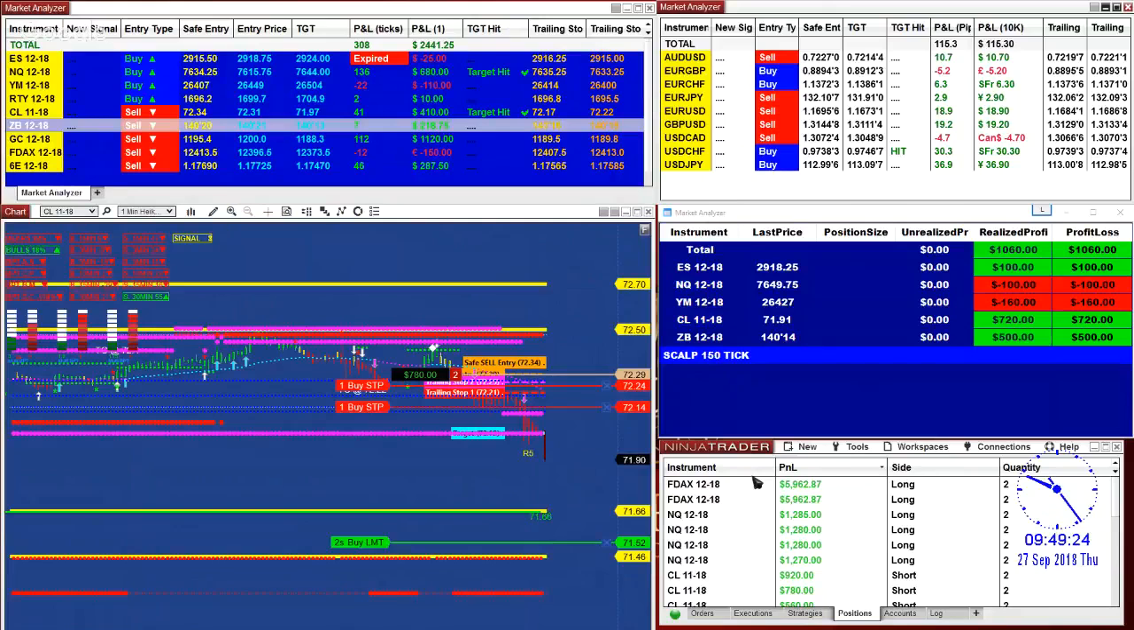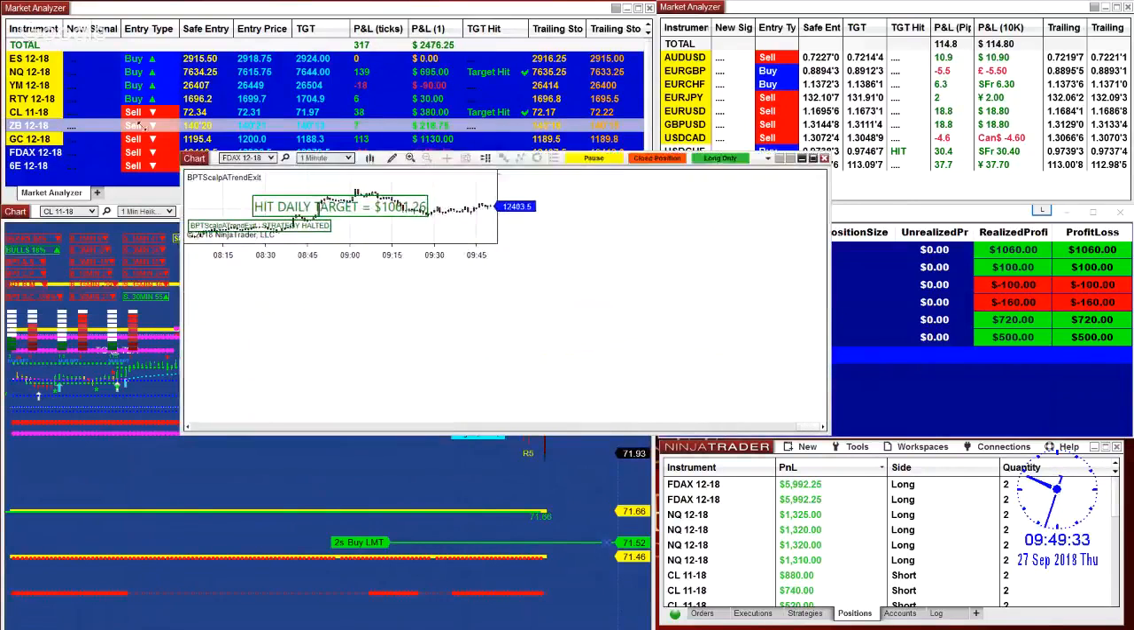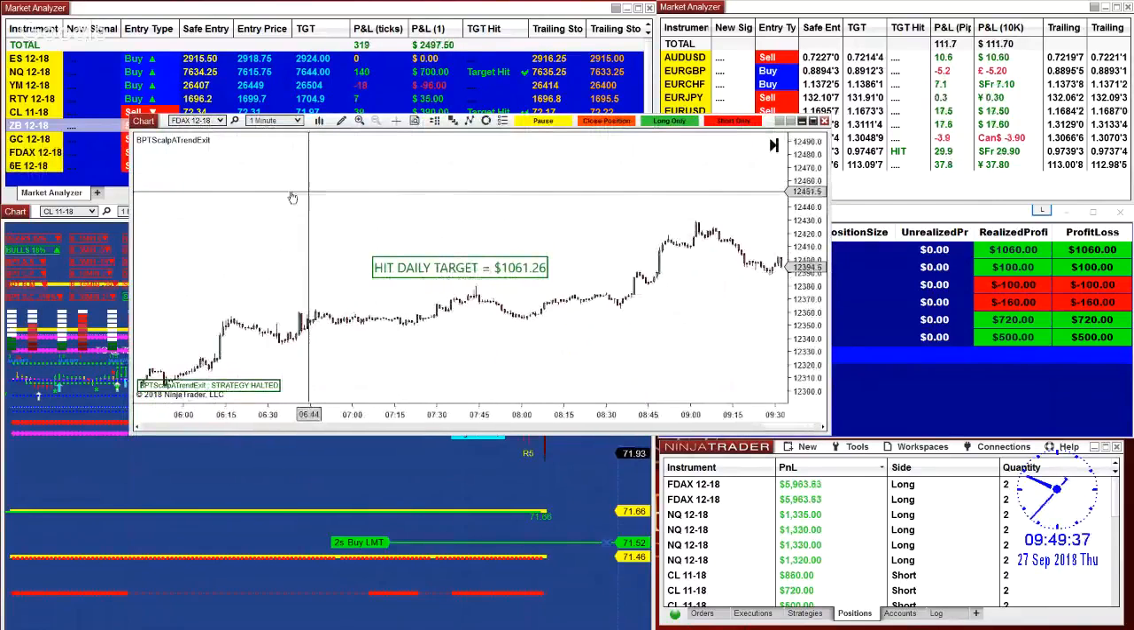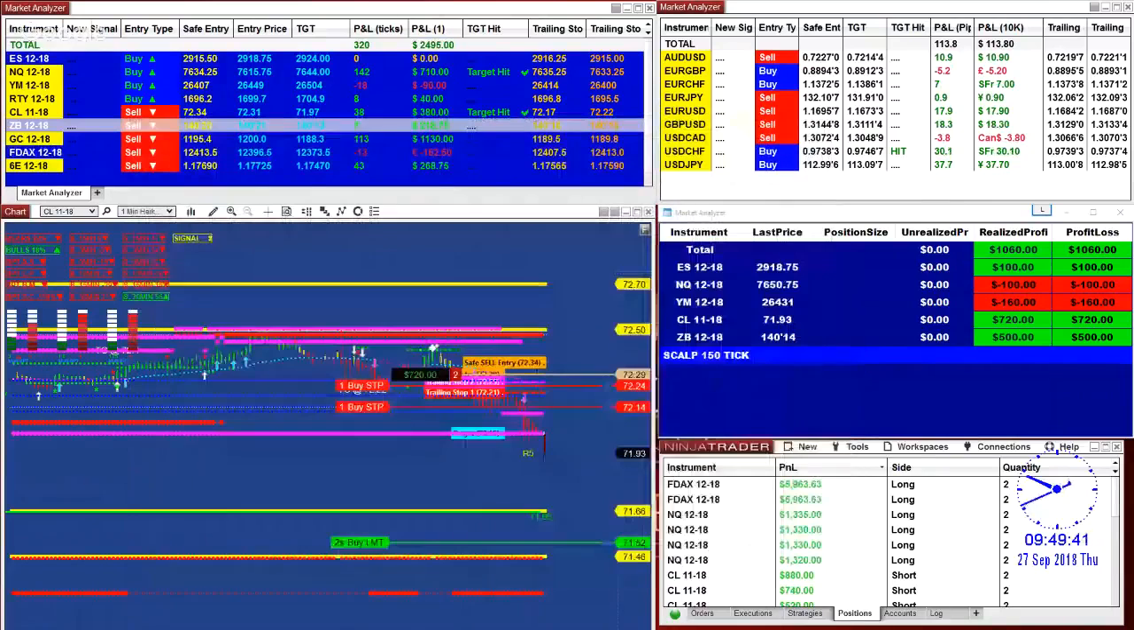NinjaTrader controller. Those are based on swing trading, and I always share my favorite chart for the DAX, for whoever trades the DAX in the mornings. This is my trade on the DAX for today, and this is the swing trading. We will be covering the swing trading, scalping, and we also cover price action.